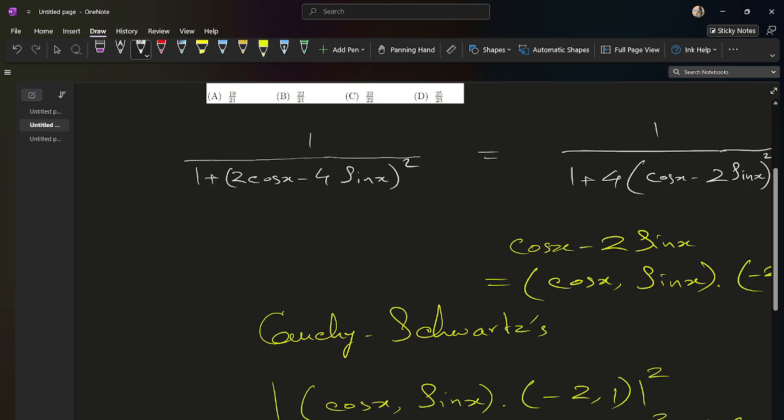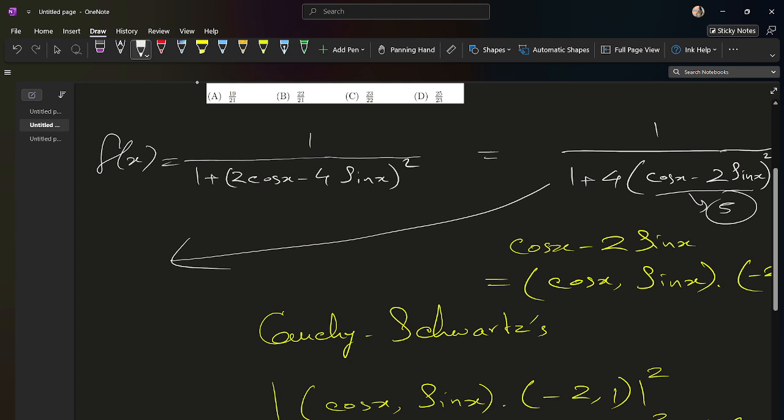As we got the maximum value of this as 5, if we put this, we will get the minimum value of, let us name it, f x. So our min f x is equal to 1 by (1 plus 4 into 5). So that will be 1 by (1 plus 20), which is 1 by 21.